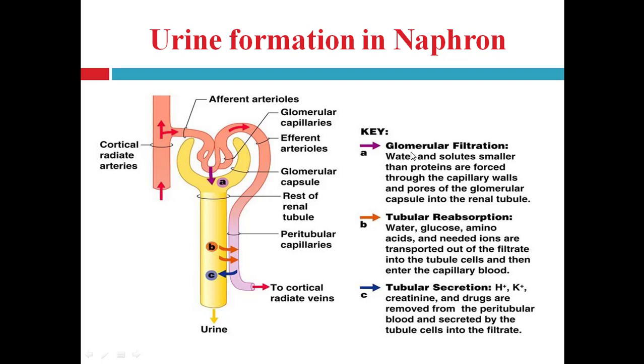See the steps of urine formation. First one is glomerular filtration. It involves water and solutes smaller than proteins being forced through the capillary walls and pores of the glomerular capsule into the renal tubule, right? Here blood enters into the glomerular capillaries or glomerular capsule, right? And here A step is the filtration. Here A is denoted, that is the filtration.